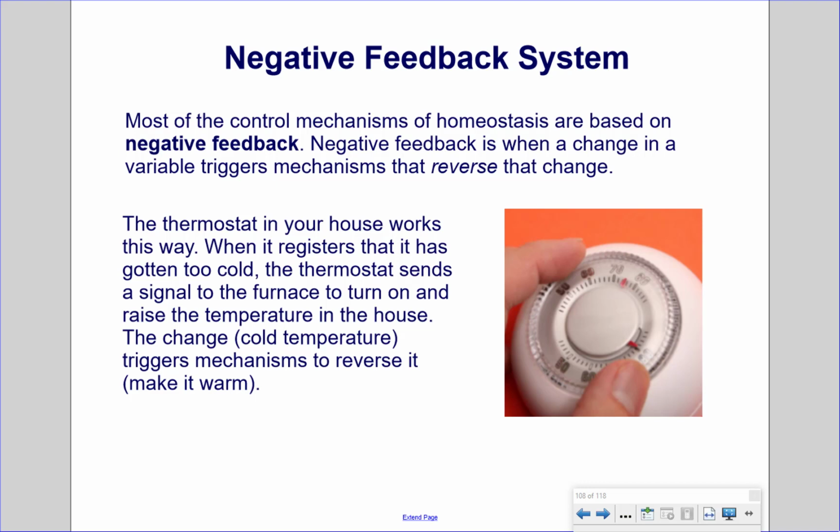But also keep in mind that the opposite is true. If the house gets too warm, then the thermostat will send a signal to turn the furnace off. So, negative feedback mechanisms act in reverse to what the stimulus is. It doesn't mean that they always act in a way that's going negative, like lower in number or lower in temperature. It's just whatever is opposite of the original stimulus.